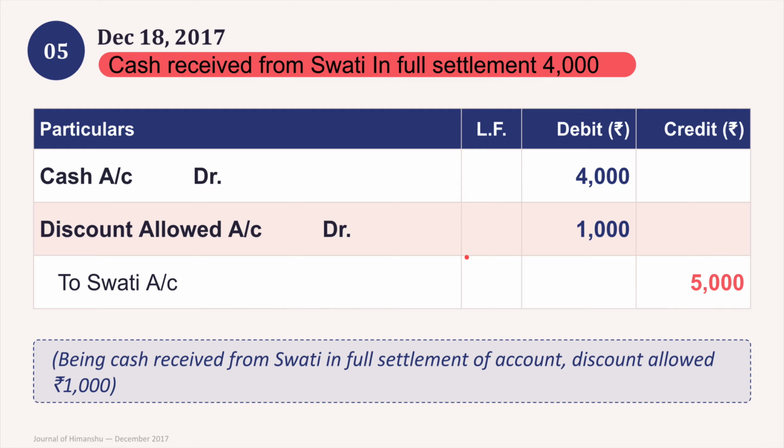So try to analyze the account and then frame the journal entry instead of memorizing it. And at the end of the journal entry, make sure that both the debit and credit are equal. That is very mandatory. It should be equal. If there is a different amount here and a different amount here, then your entry is wrong. Please go back and cross check. Now, what will be the narration you will write here? Being cash received from Swati in full settlement of account, discount allowed 1000.